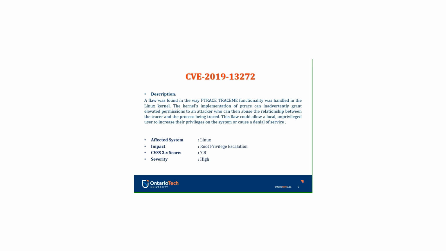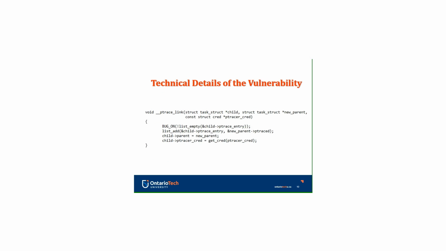This flaw could allow a local unprivileged user to increase their privileges on the system or cause a denial of service. The CVSS score of this vulnerability is 7.8 and the severity is high. The impact of this vulnerability is root privilege escalation. Next, we will be discussing the technical details of this vulnerability.